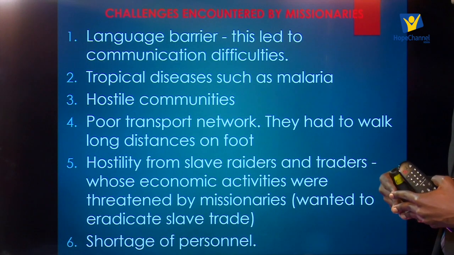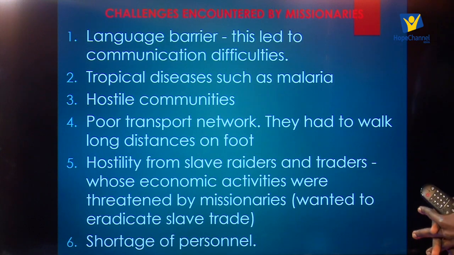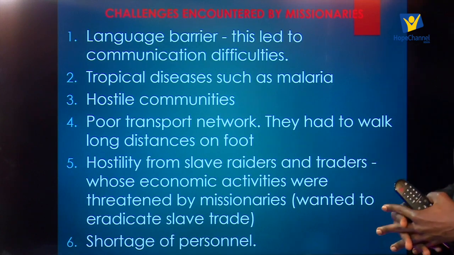As they came to East Africa, they realized that the local communities had their own means of communication, their own languages, which they were not well conversant with. That means there was a barrier between them. It wasn't easy for them to communicate what they intended to. For this challenge to be solved, either the Africans or the Europeans would have to learn the other's language. That became a challenge, and it led to communication difficulties and barriers.